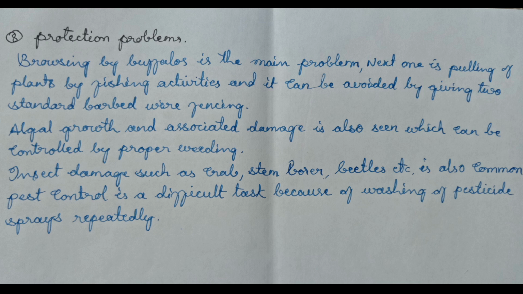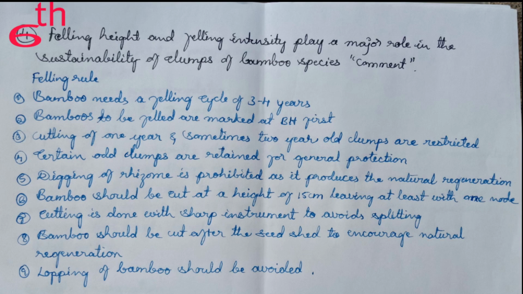Next one is pulling of plants by fishing activities, and it can be avoided by giving two standard barbed wire fencing. Algal growth and associated damage is also seen, which can be controlled by proper weeding. Insect damage such as crab, stem borer, beetles, etc. is also common. Pest control is a difficult task because of washing of pesticide sprays repeatedly.